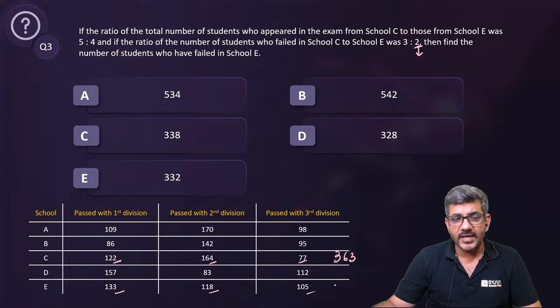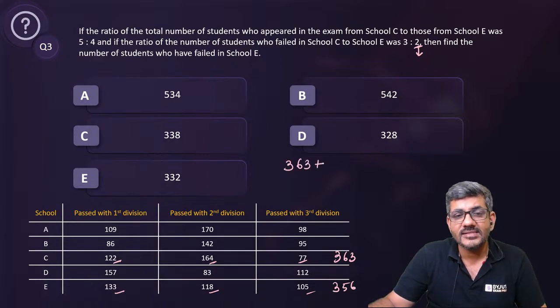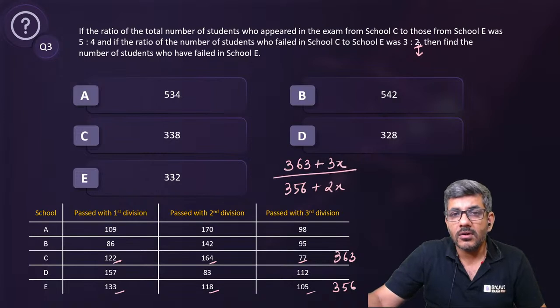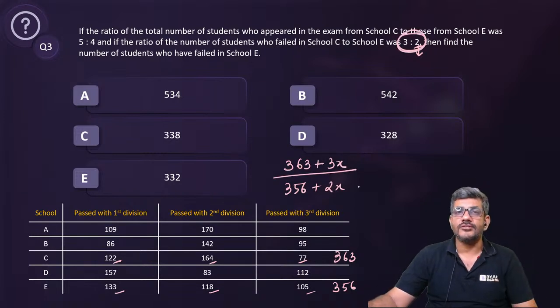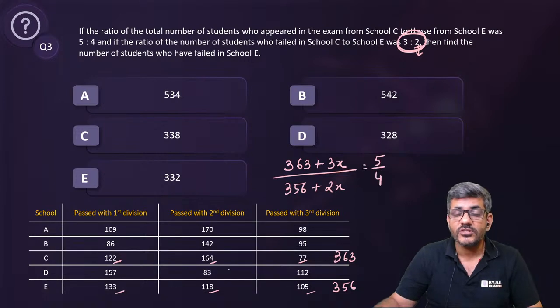251 plus 105, it is 356. So the total number of students in C would be 363 plus some failed. Let's call them 3x. Total number of students in E is 356 plus some failed. Let's call them 2x because the number of students failed are in a ratio of 3 is to 2. And the total number of students is in a ratio of 5 is to 4. So this whole thing should be equal to 5 is to 4.